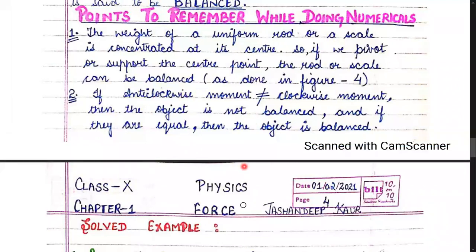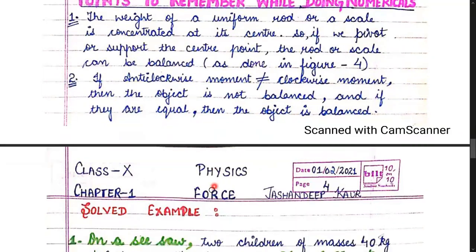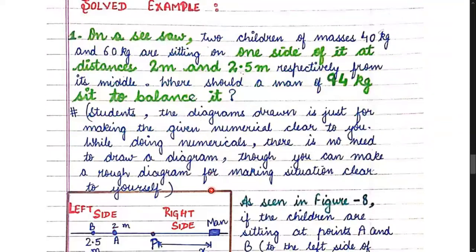If the anti-clockwise moment is not equal to the clockwise moment, then the object is said to be unbalanced. And if these two moments are equal, then the object is said to be balanced. So now let us do some examples.